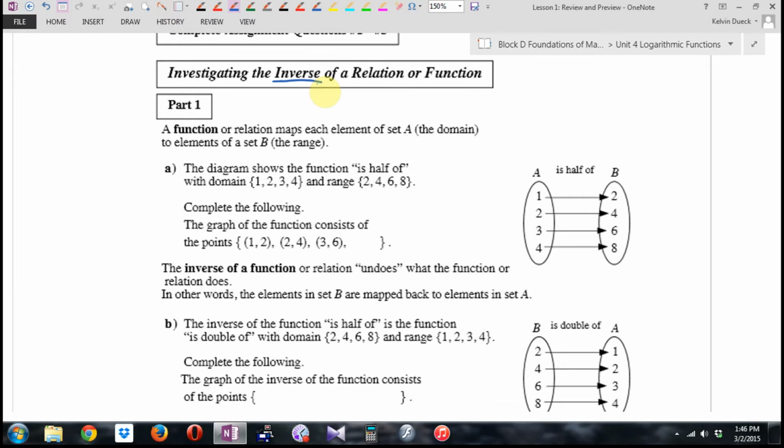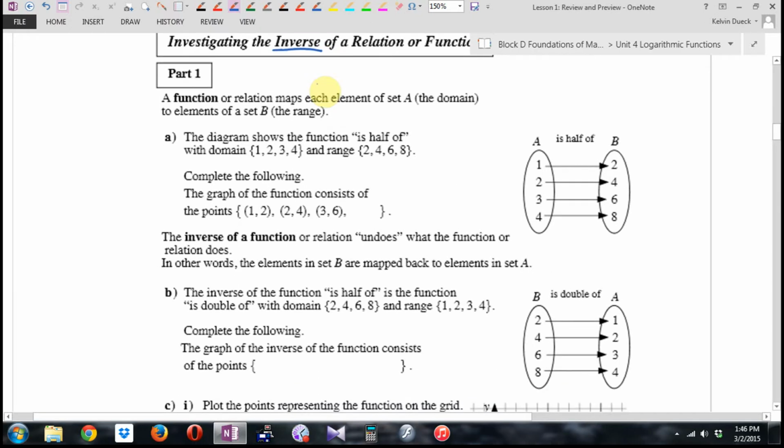It says this. Ready? A function or a relation maps each element of set A, which you learned last year and in previous years was the domain. Remember, the domain is what we think of as the x values. To the elements of a set B, the range, or what we think of as the y values.